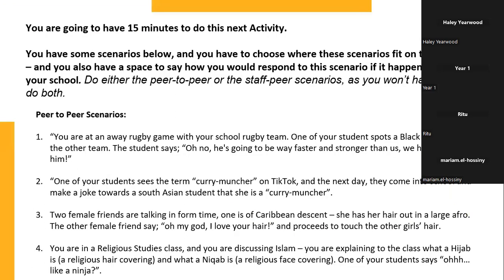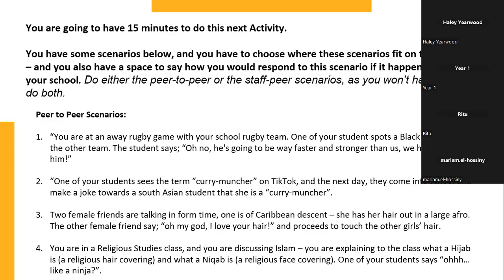You're going to have 15 minutes to do this next activity. We've got some scenarios below. So I want you to pick a peer-to-peer scenario. We've also got a staff-to-peer scenario. So just pick one or the other, and I'll go through them. And then we will put the timer on. You have the space to say how you'd respond to the scenario if it happened within your school. Okay, so think about where these will fit on the pyramid. So if you think number one fits into, I don't know, minimization or something like that, then you would just pop number one and you would write minimization, and vice versa for the rest of them.